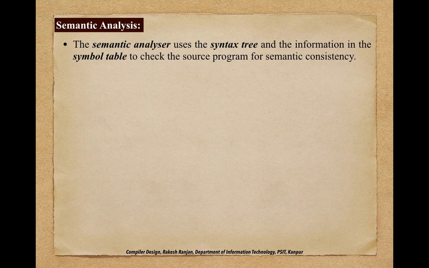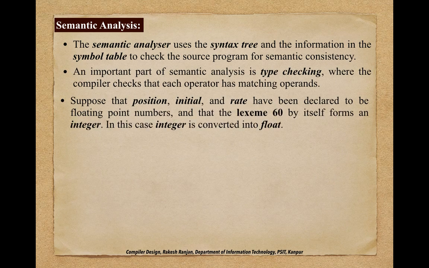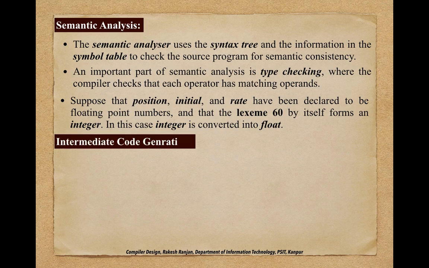Next we have semantic analysis. The semantic analyzer uses the syntax tree and the information in the symbol table to check the source program for semantic consistency. Next we have type checking. Position, initial and rate have all been declared as floating point, so the lexeme 60, which by itself is an integer, must be converted to floating point.